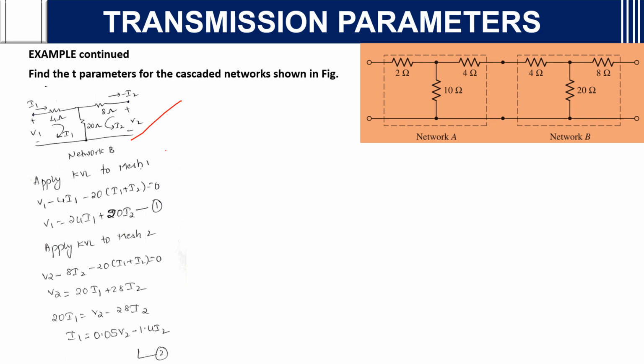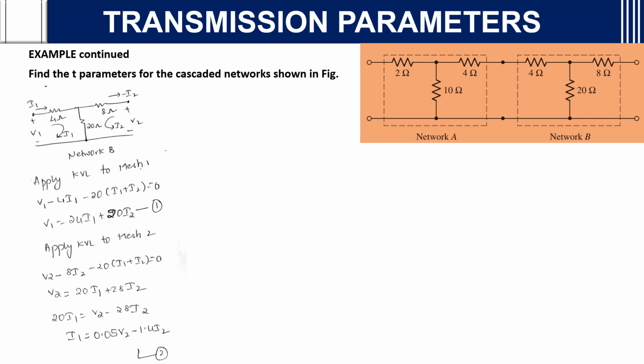From the second equation you can clearly see that it is in terms of V2, I1 and I2. If you take 20 I1 on the left hand side and the others on the right hand side, what do you get in terms of I1? I1 is equal to 0.05 V2 minus 1.4 I2. So you got two of the T parameters, T21 and T22.